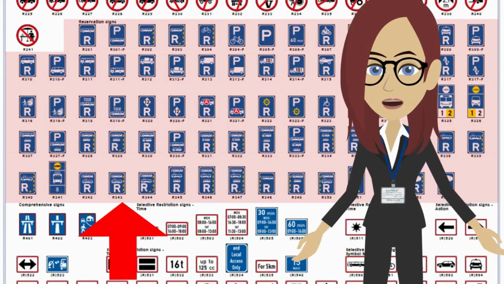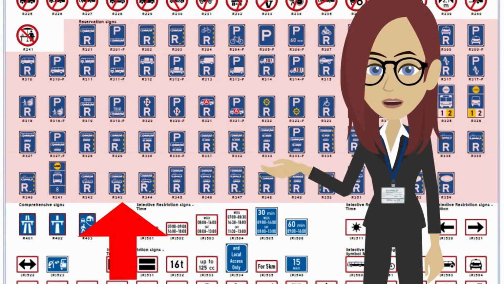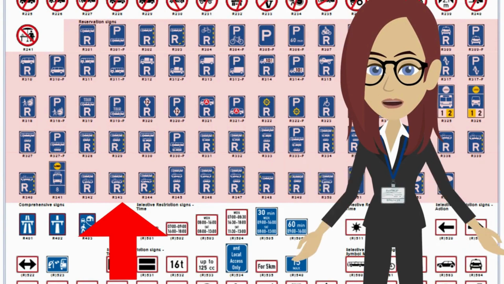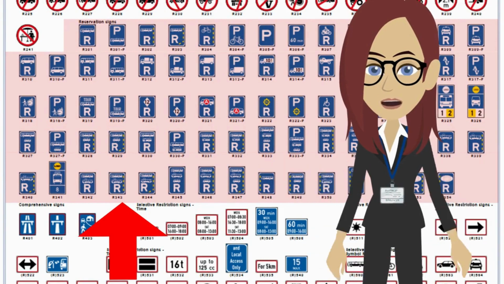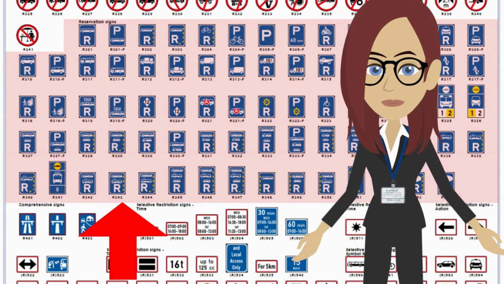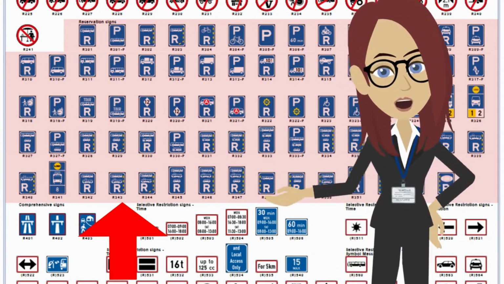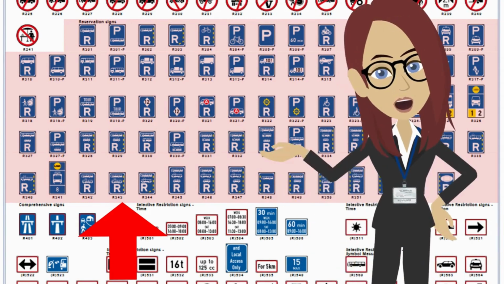Next, we have reservation signs. They reserve certain areas for road users. They are rectangular in shape, and on a blue background, with a white border. The only general reservation sign, which applies to all vehicles, is a general parking sign, or one with a maximum time duration indicated. The rest of the reservation signs apply to specific road users.